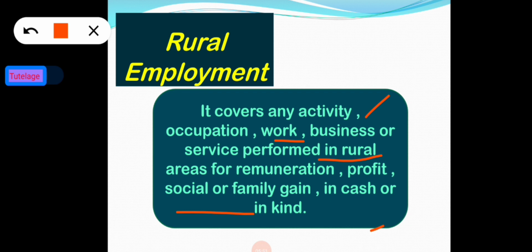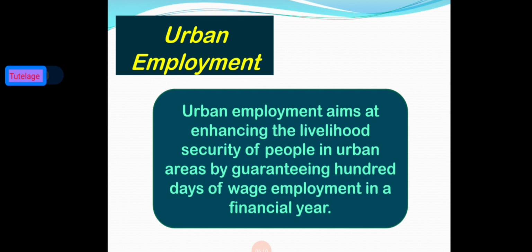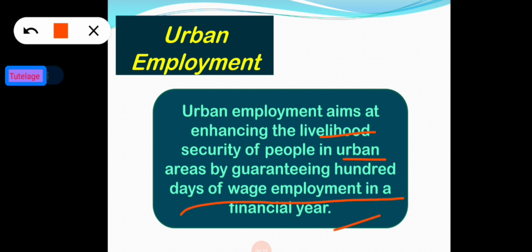Okay, so I think this is clear, what is the basic meaning of rural employment, and 100 days of wage employment is one of the most important features of rural employment also. Now going to the next slide, where we can see the basic meaning of urban employment. Urban employment aims at enhancing the livelihood security of people in urban areas by guaranteeing 100 days of wage employment in a financial year.